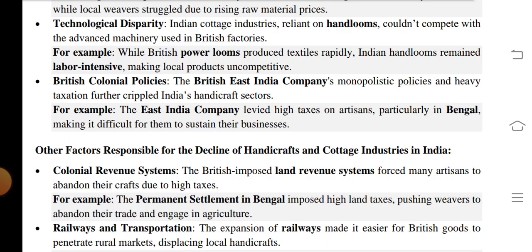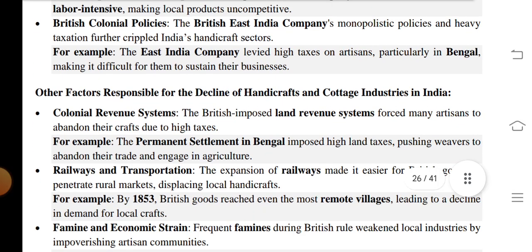British colonial policies. The British East India Company's monopolistic policies and heavy taxation further crippled India's handicraft sectors. For example, the East India Company levied high taxes on artisans, particularly in Bengal, making it difficult for them to sustain their business.